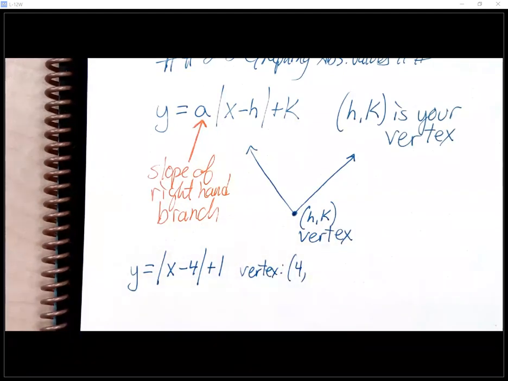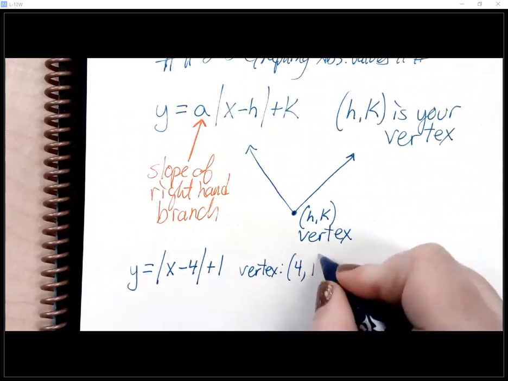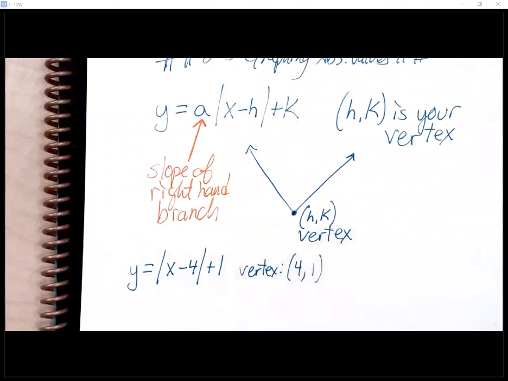K really is 1. So it's a little weird because the h term, you're really looking at the opposite, whatever that sign is. So yeah, I want it to be a positive 4, and that would be a positive 1.